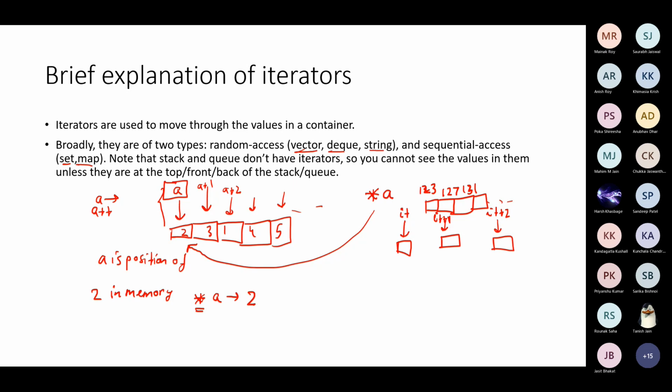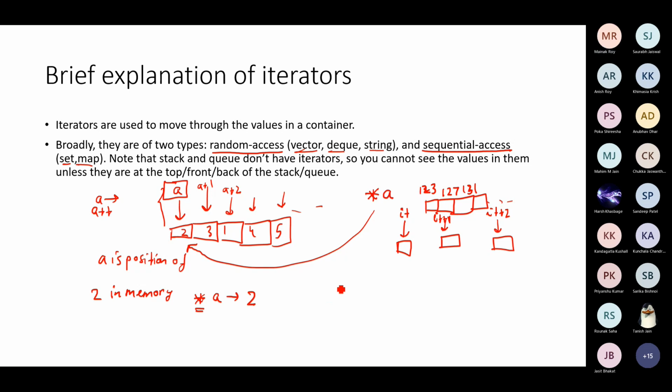So broadly speaking, if you go in depth, you will actually find that there are 6 different kinds of iterators, but we'll not go into that much detail. For our purposes, at this level, all you need to know is that there are 2 different kinds of iterators: random access iterators and sequential access iterators. Now I'll explain what random access and what sequential access means.